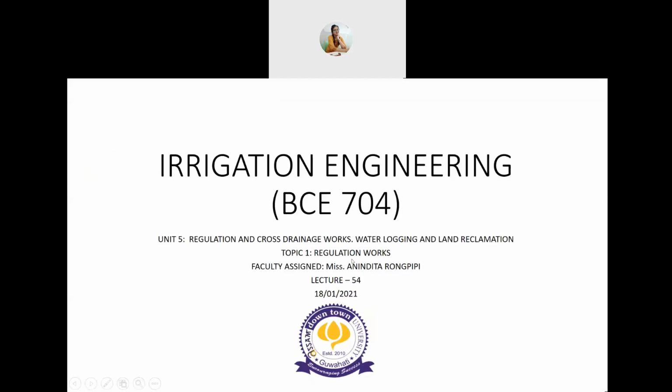So hello students, today we'll start the last unit of our subject, Irrigation Engineering. Unit number 5, which is Regulation and Cross Drainage Works, Waterlogging and Land Reclamation. The first topic, topic number 1, is regulation works.